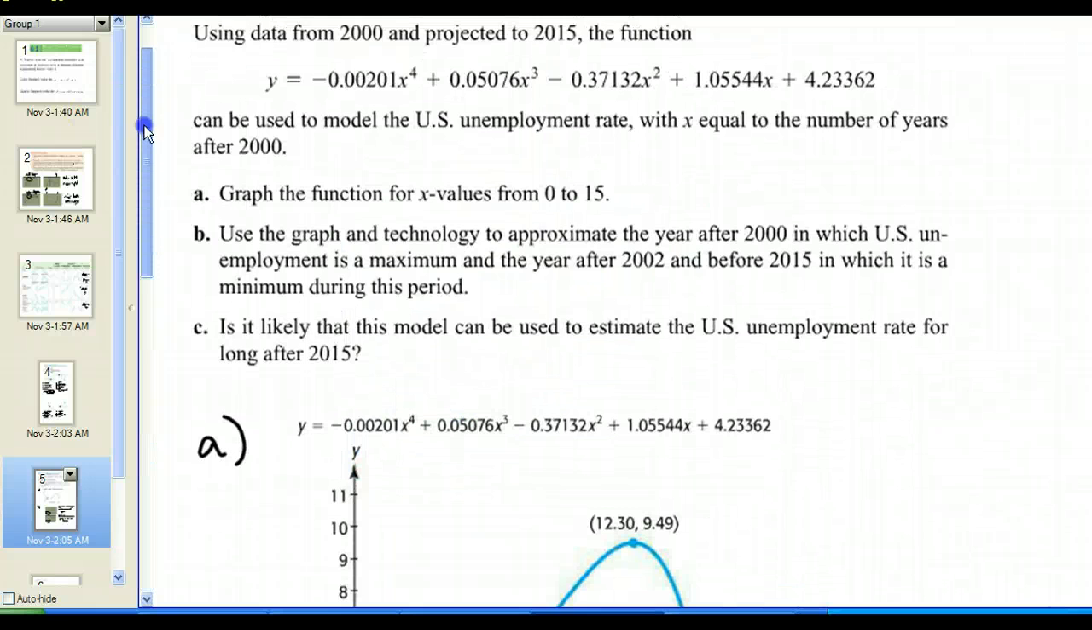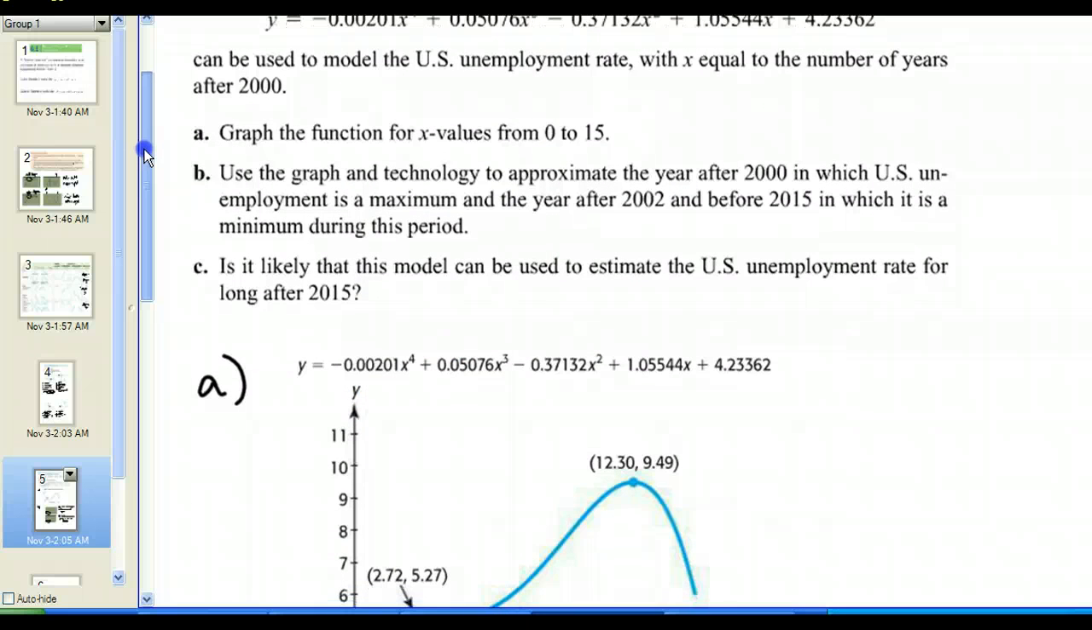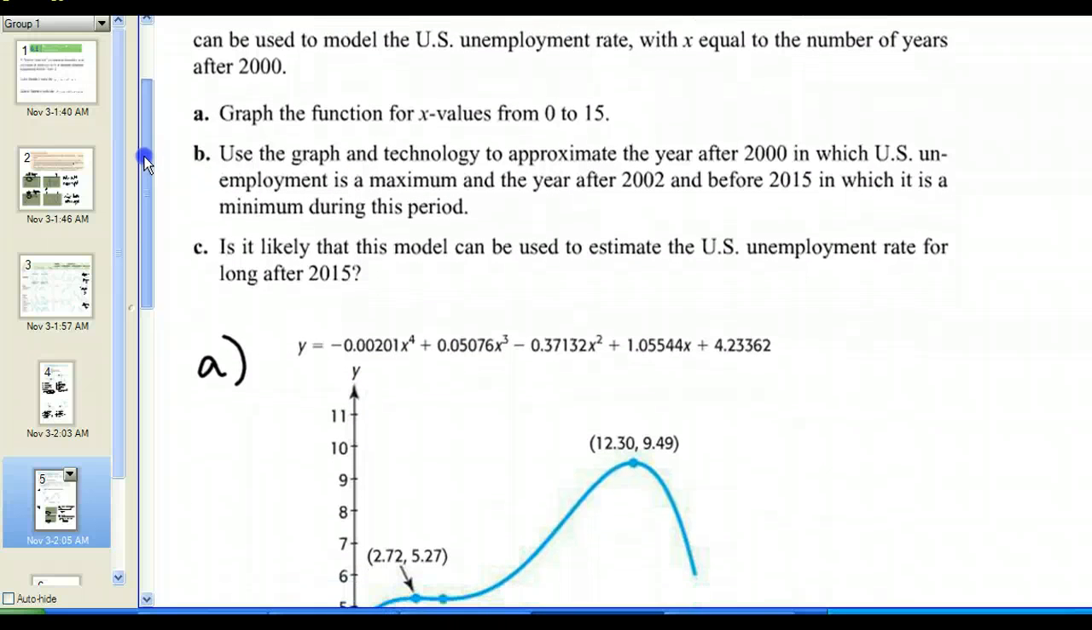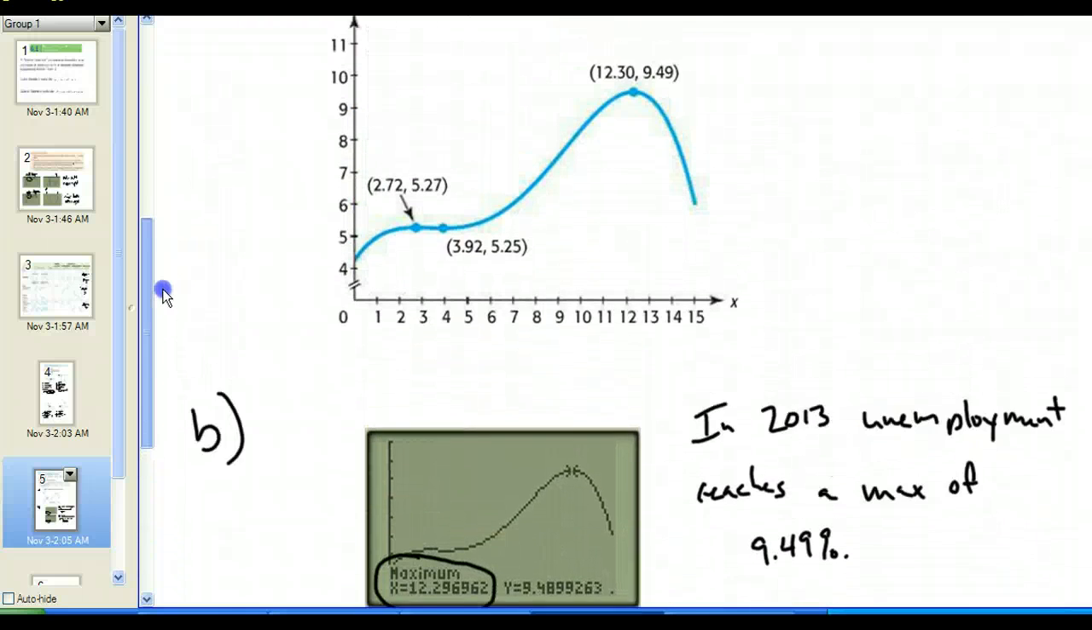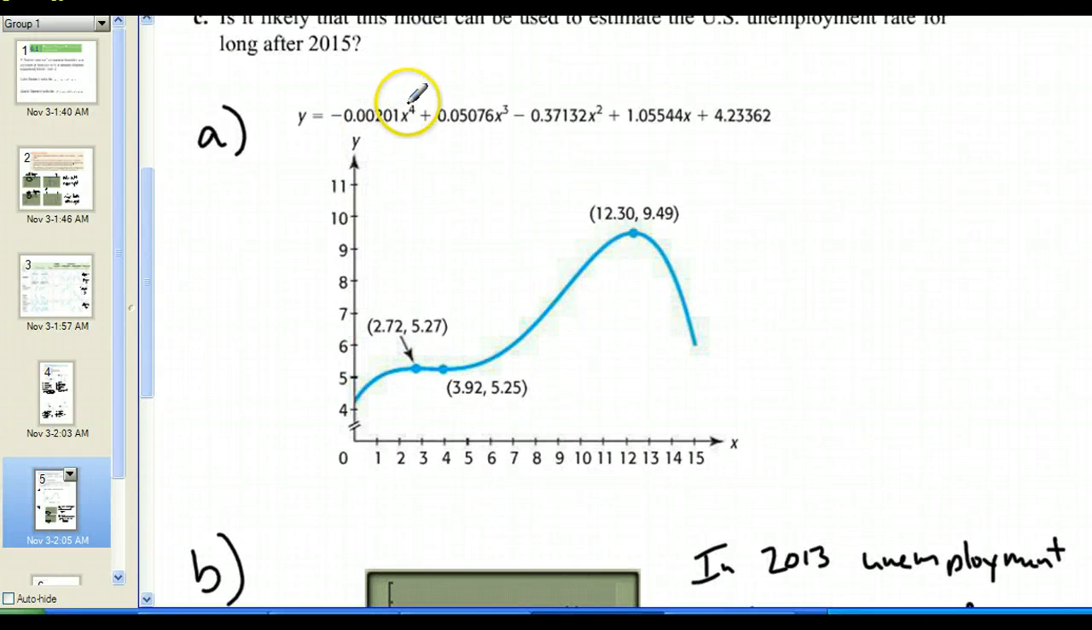And then don't forget part C. Is it likely that this model can be used to estimate the U.S. unemployment rate for long after 2015? Think about this. This is a degree 4 polynomial, so it can only have 1, 2, 3 bends. There they all are. So it can't bend anymore. So what's going to happen? This thing is just going to keep on keeping on. It's going to just go down and down forever and ever.